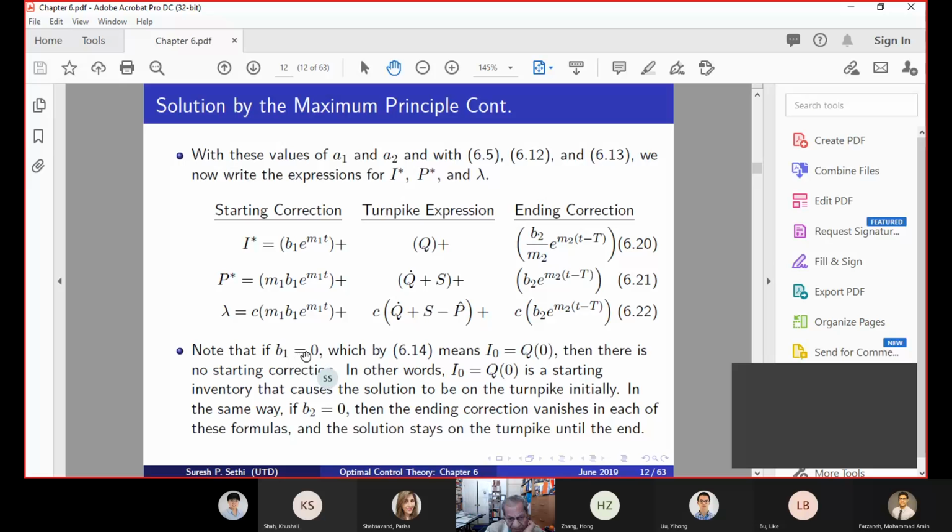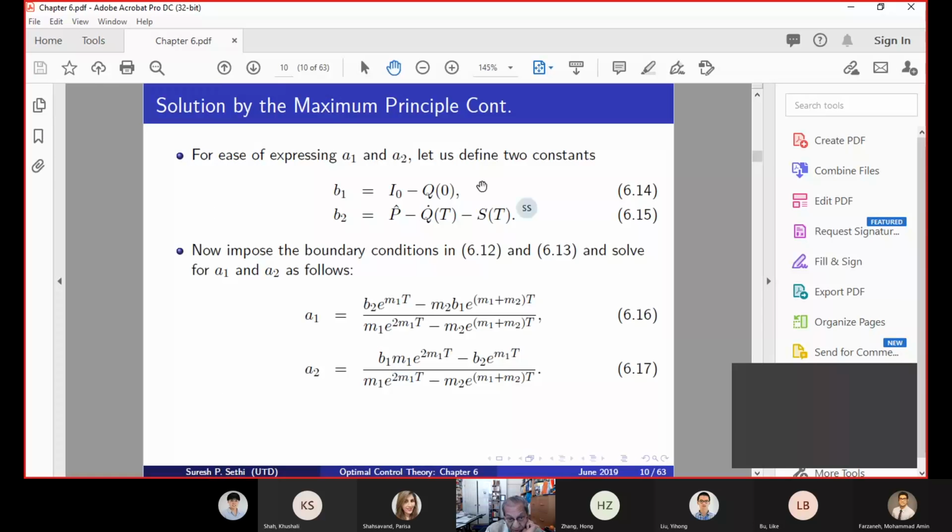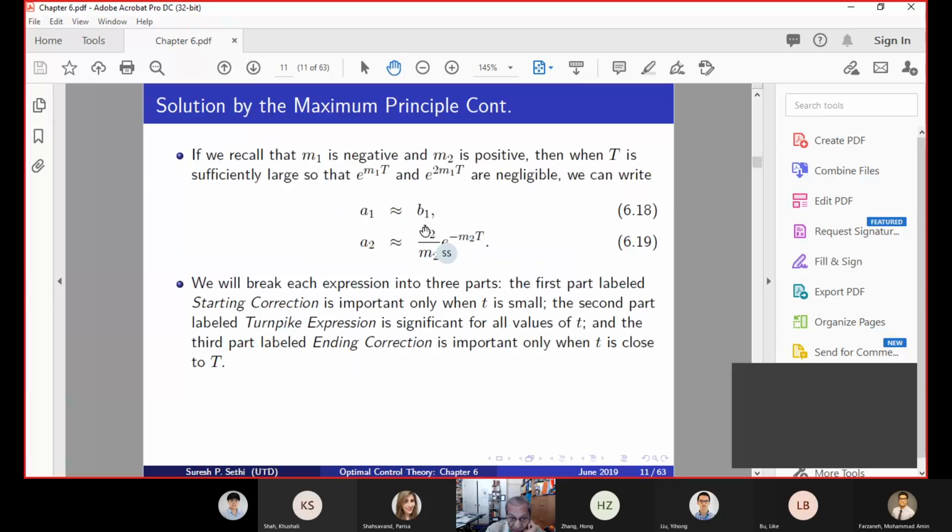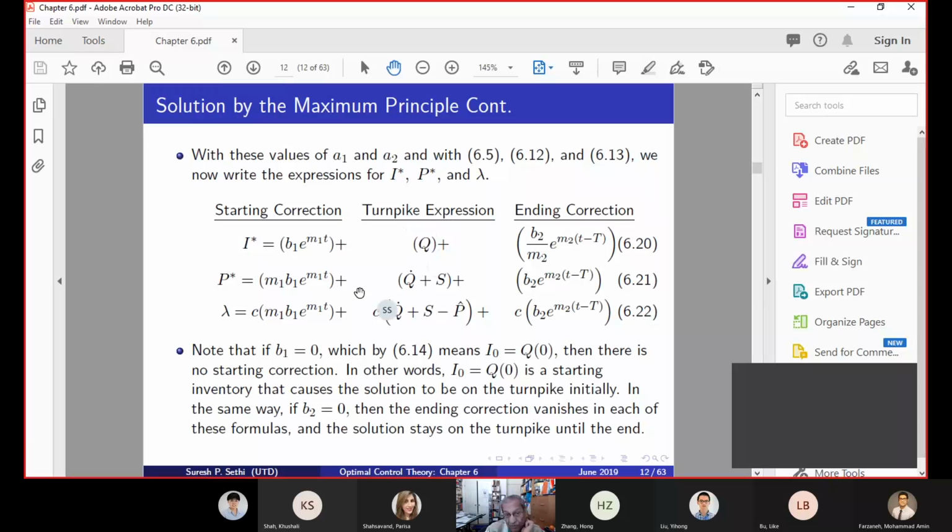So if b1 was 0, then I0 is q0. Remember, if I0 equal to q0, then b1 will be 0. So if I have an initial inventory which is exactly equal to q0, then I will stay at q, because I begin with q0 and I will just stay at q. Same way, if b2 equal to 0, the ending correction will vanish in each of these formulas, and the solution will stay in Turnpike until the very end. So that's sort of the idea here.